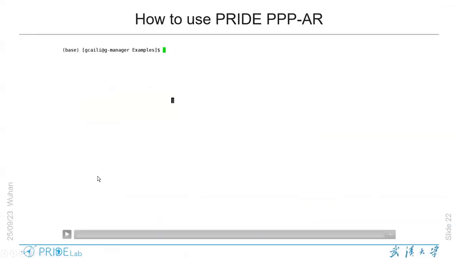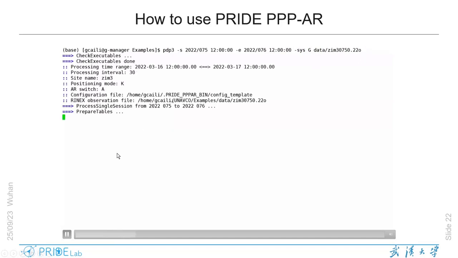So this is a video demo for this. We not only input the date, we also add a time tag after the date. This way, you can specify your positioning period more precisely. Also, choose GPS data only and input the first observation file.